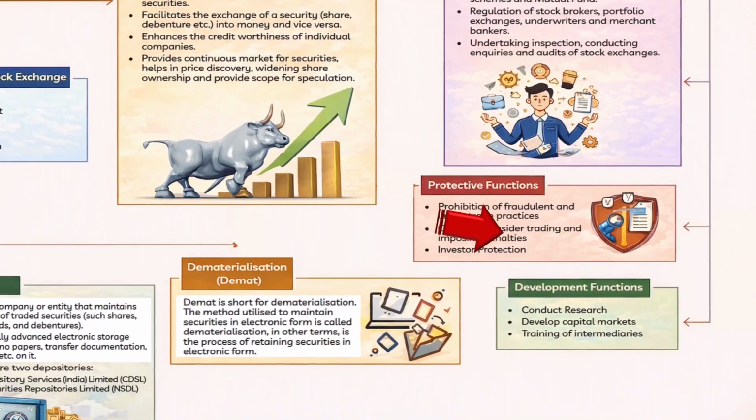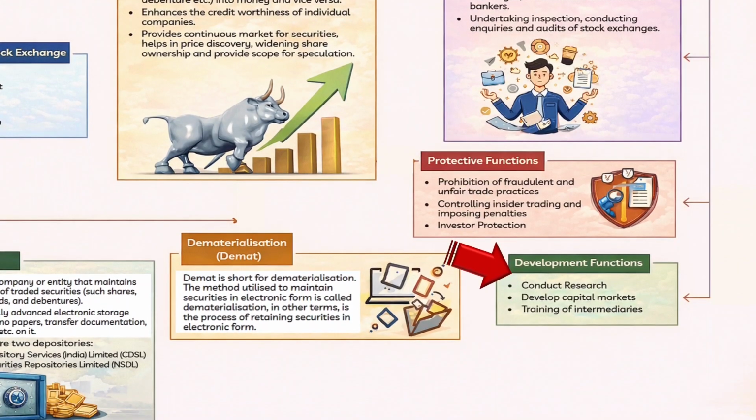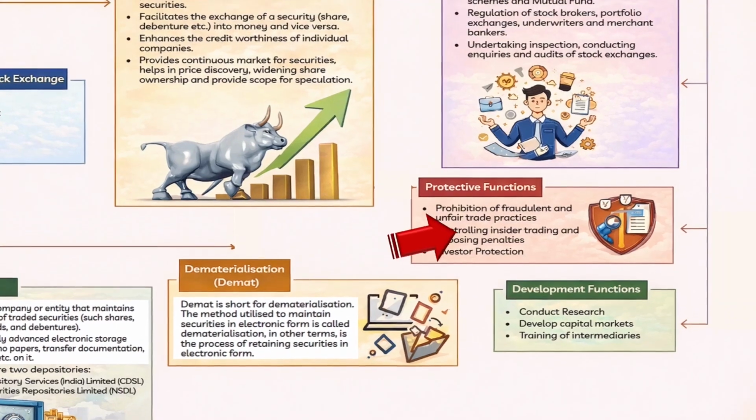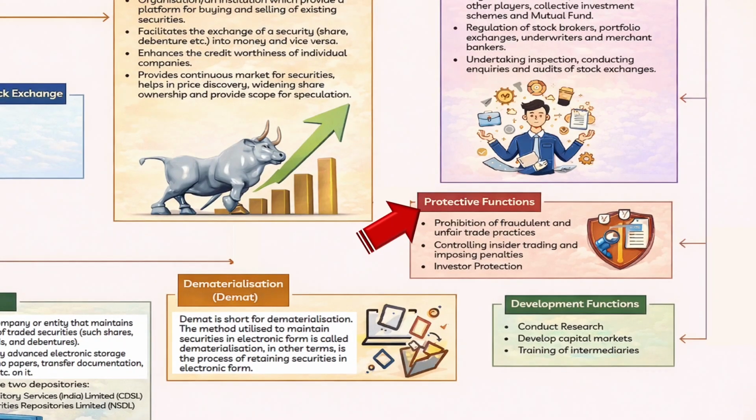Then we have the development function: regularly doing training of intermediaries, conducting research and publishing information useful for the participants, undertaking flexible measures to develop the capital market. And finally, you have the protective function, that is the watchdog function: prohibition of unfair practices, controlling insider trading, undertaking steps for investor protection, and promoting fair practices by developing a code of conduct.